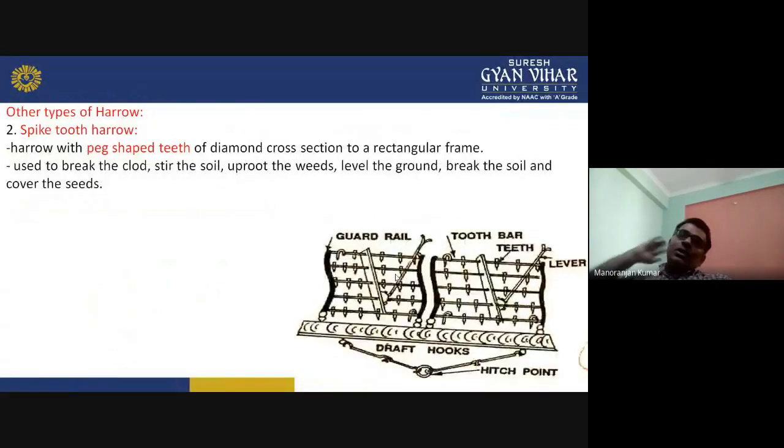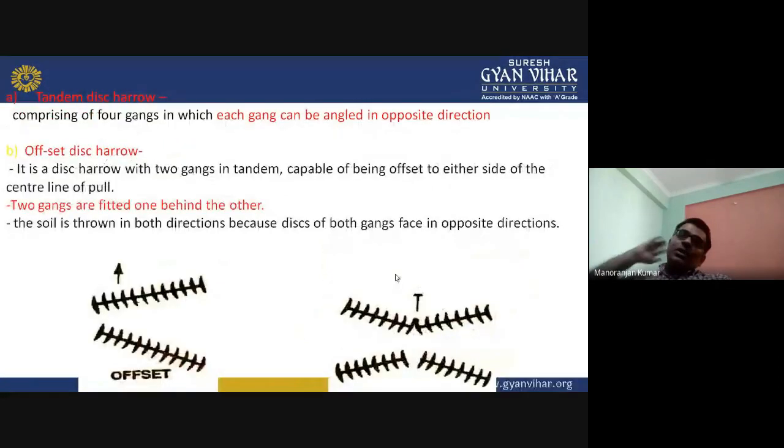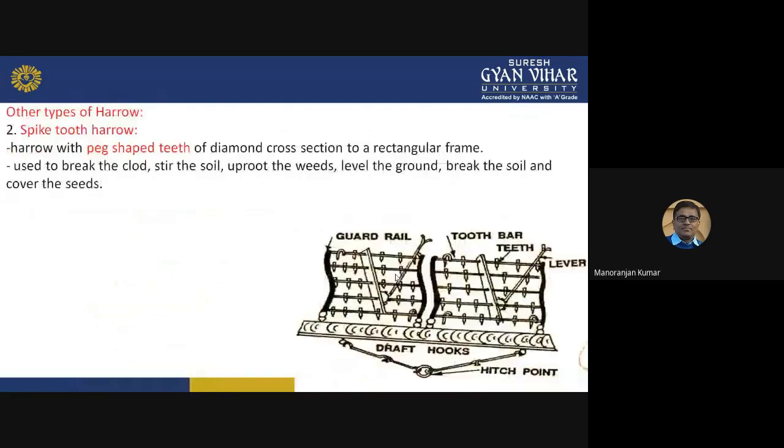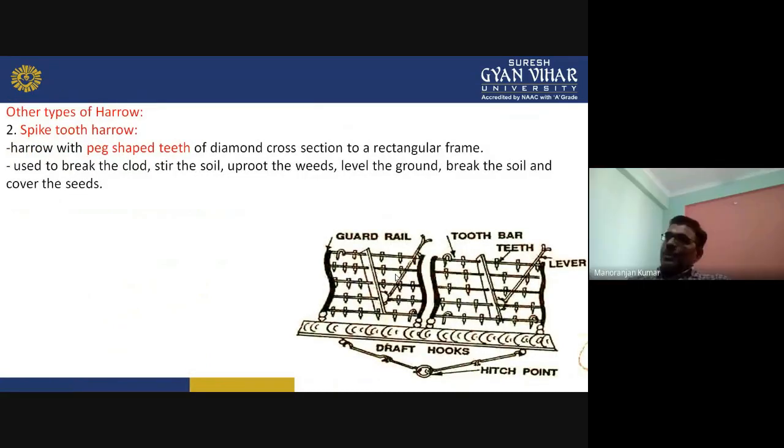Now this was the disc harrow. Other types of harrow are also there, but they are rarely used in India. The first of the other types is the spike tooth harrow. In the picture you can see this is the spike tooth harrow. It is a harrow with peg shaped teeth of diamond cross section.